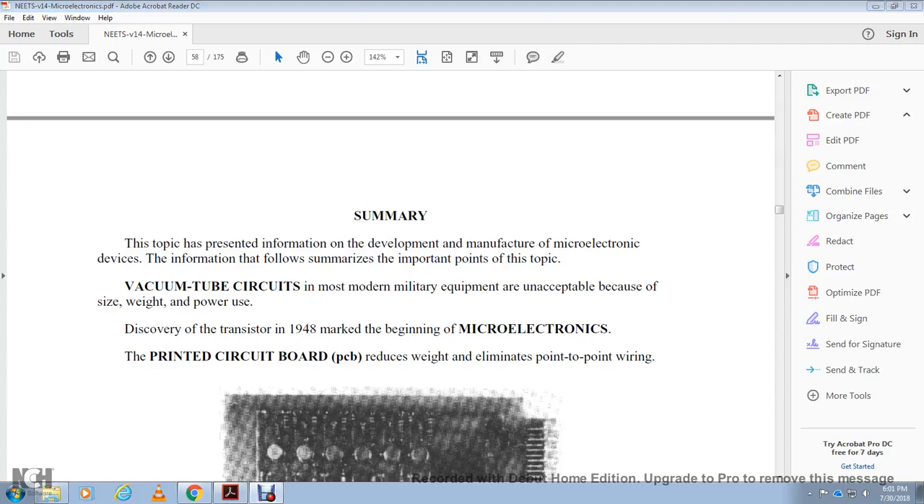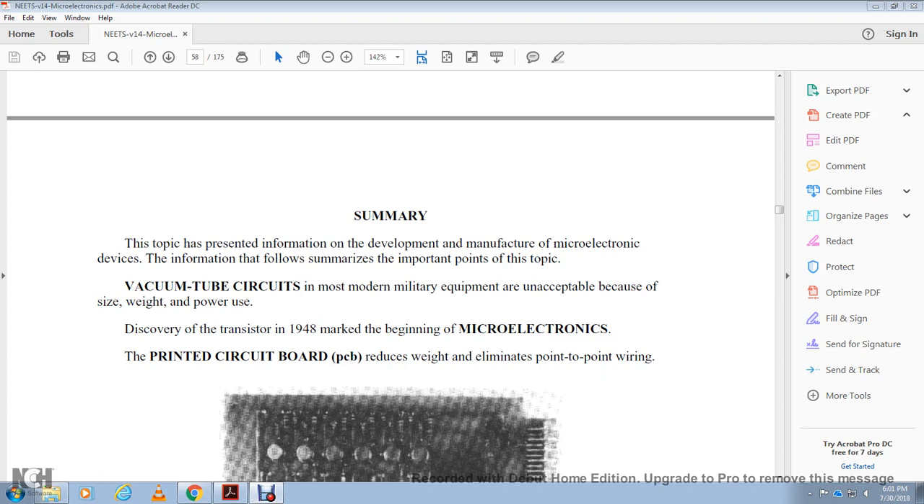Alright, Chapter 1 Summary, Module 14, Navy Electricity and Electronics Training Series. This topic presented information on the developer and the manufacturer of the microelectronic device, and the information file with the summary of important points of the topic.